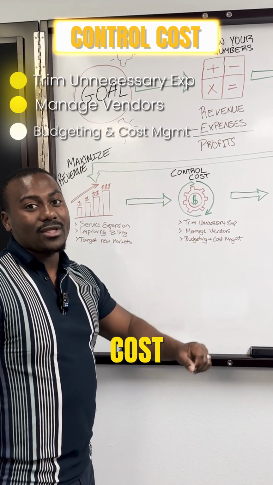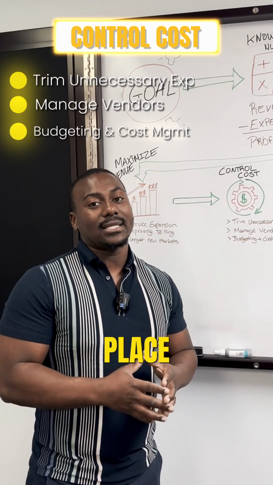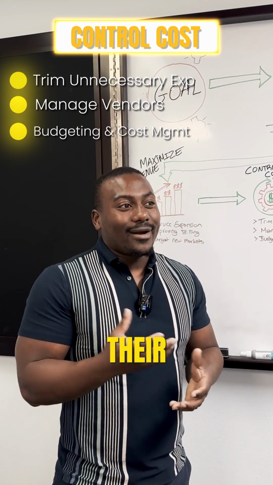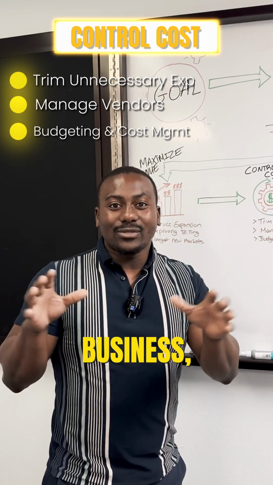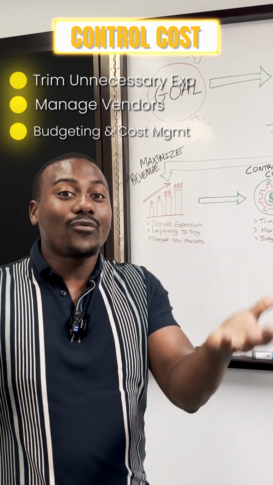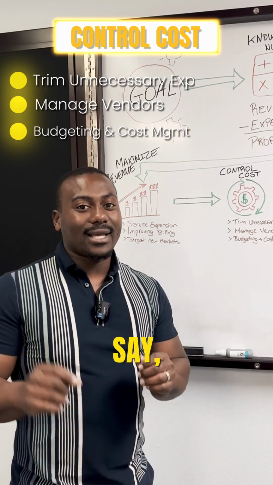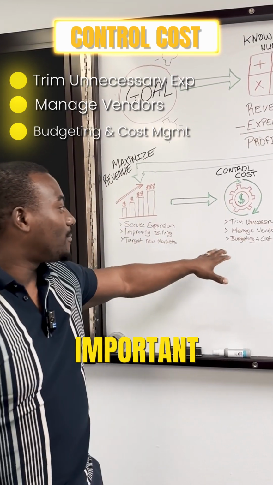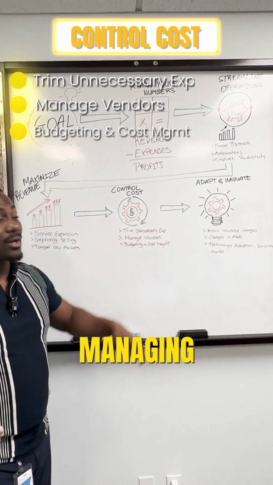Budgeting and cost management. Now, with our clients, we always have a budget in place so our clients can understand really what they're allowed to spend, per se, but really what the business, where the business is right now, allows them to spend so that they're not overspending in certain areas. So it's kind of like that indicator that says, hey, you're spending too much in this area. So it's very important that we have a budget in our business and we have ways of managing costs.